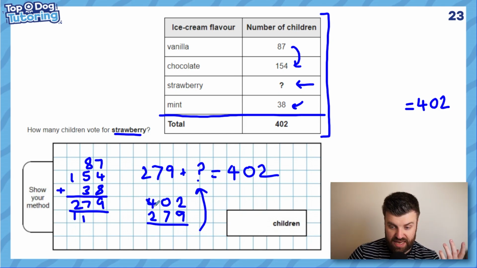2 take away 9 we can't do. We can't exchange from the tens. We're going to do something here called double exchanging. Now we have 10 tens. We're going to take 1. We have 12 ones. 12 take away 9 is 3. 9 take away 7 is 2. 3 take away 2 is 1.